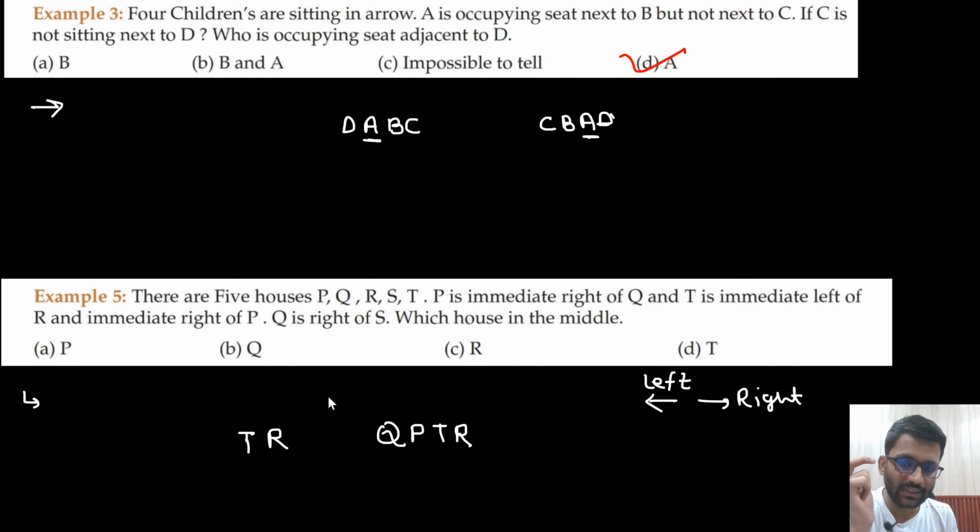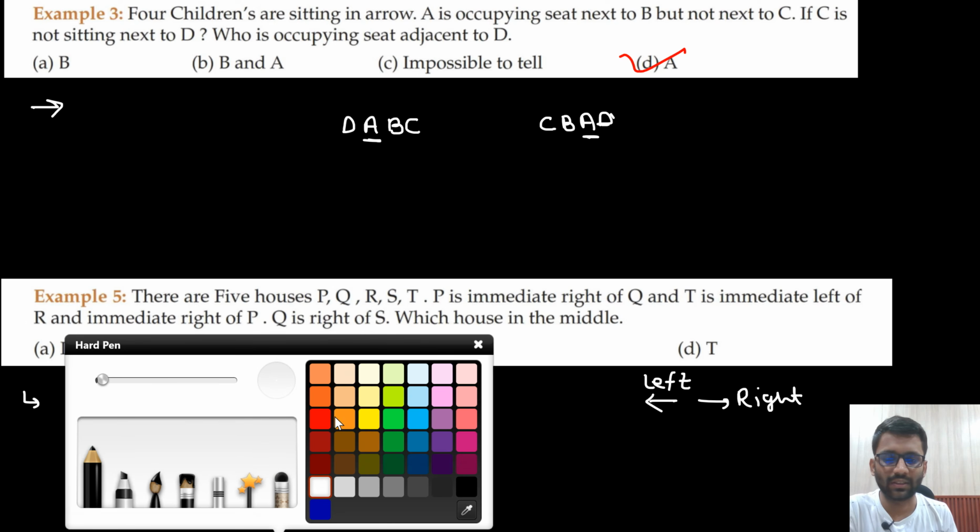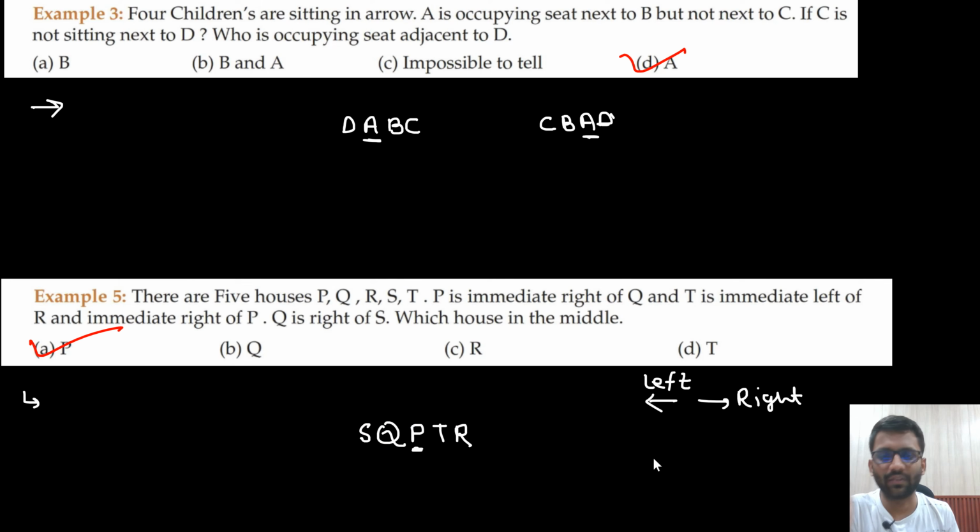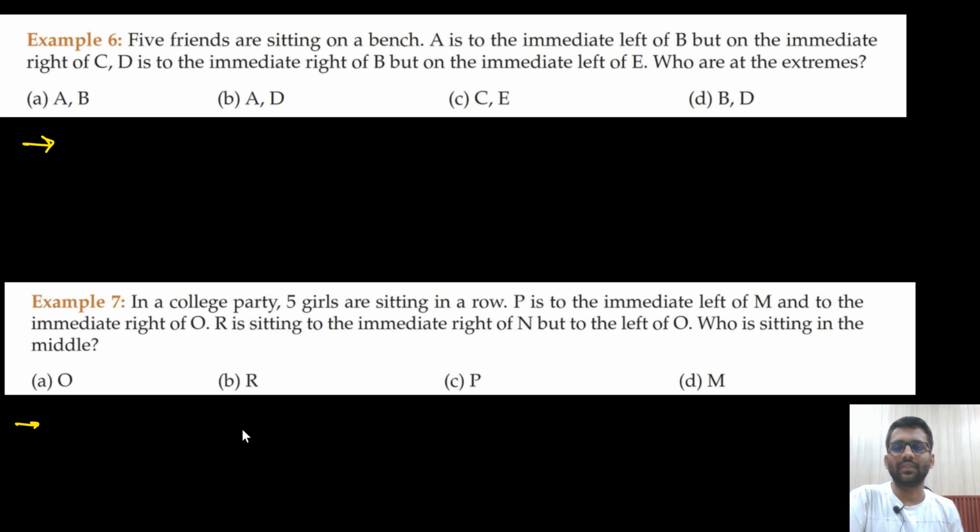So, what is this? This is S. Right of S will be in this direction. So SQ will be one of the combinations, and SQ will be the other combination. Which house is in the middle? How many houses are there? 5 houses are there. Which house is in the middle? P. P is in the middle. This is the answer. We are just drawing what they are giving. That's it. Let's see the next one.